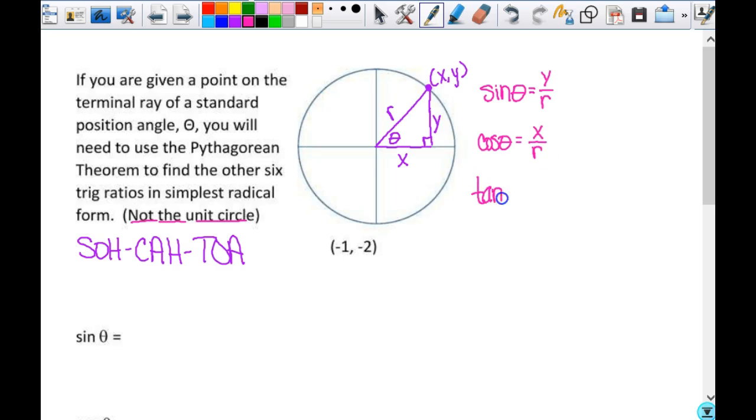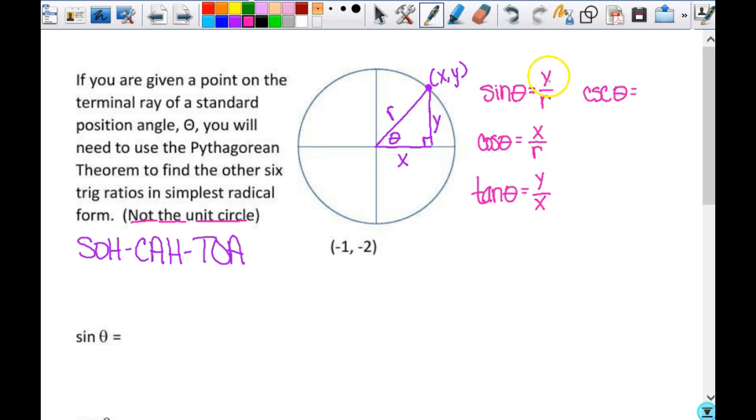Tangent theta is still just y over x. It's also still sine over cosine because the radius cancels out. All right, so the reciprocal of sine is cosecant theta. That's what I meant to say.